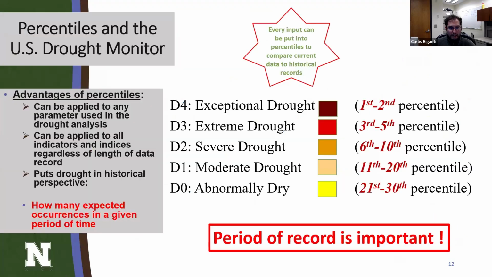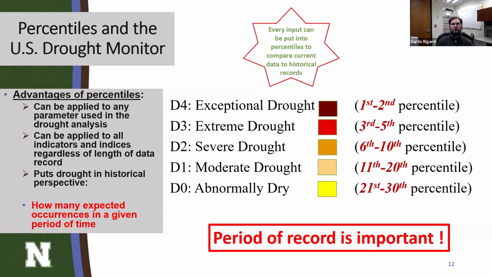So in order to assign categories, what we're doing is we're using a percentile approach to this. So the advantages of using percentile, you can apply percentiles to any parameter or drought index that we use for analysis. And so regardless of the length of your data record, you can assign percentiles to any data that's currently in time.